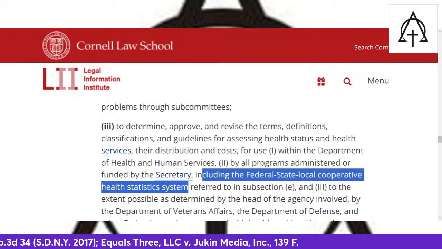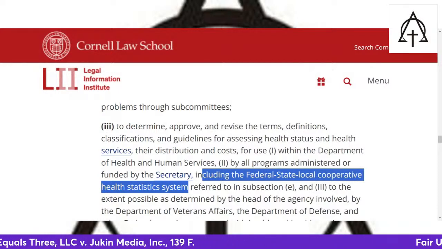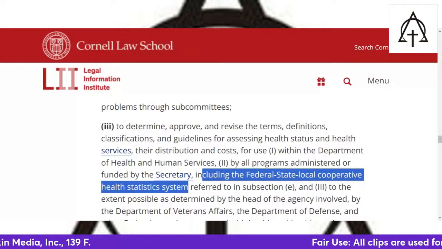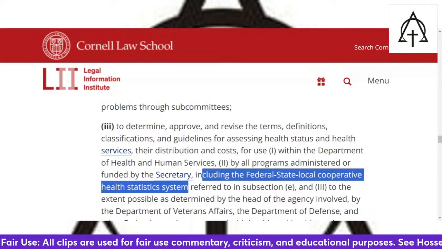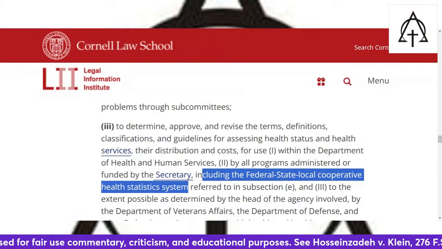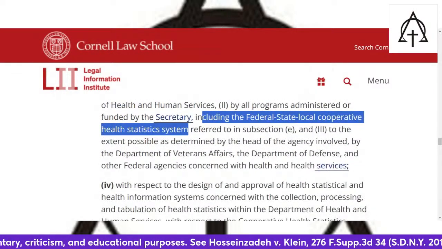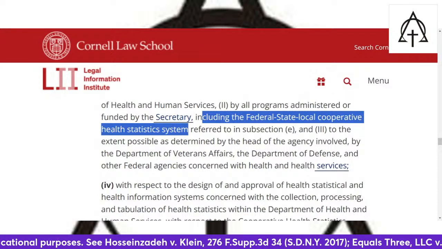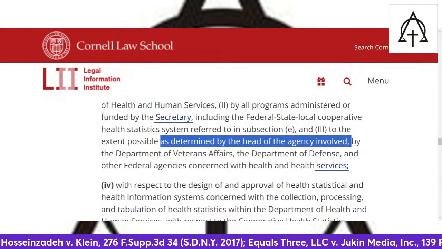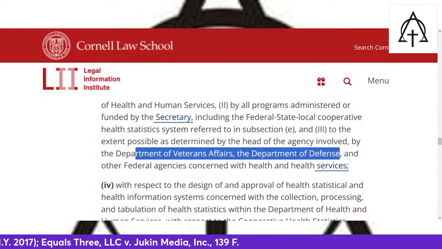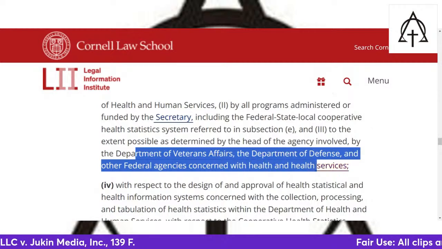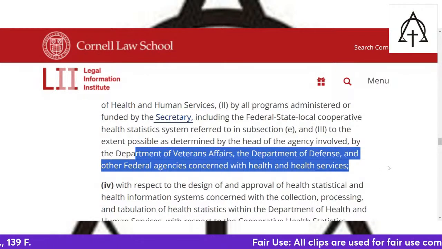Federal, state, and municipal officers and agents whose resident presence is deemed necessary by the board. And of course, the board is the Secretary of Commerce as the executive chair, Secretary of Treasury, and it's the Secretary of the Department of Commerce that regulates the Bureau of Vital Statistics. Referred to in subsection E and 3, to the extent possible, is determined by the head of the agency involved, by the Department of Veteran Affairs, the Department of Defense, and other federal agencies concerned with health and health services. That's over 500 of them, folks. Remember the chart? Over 500 of them.